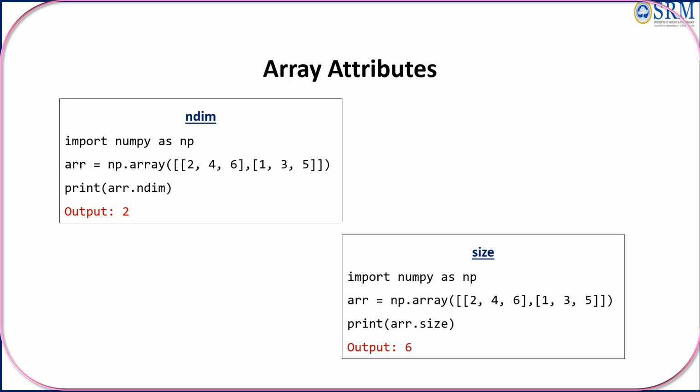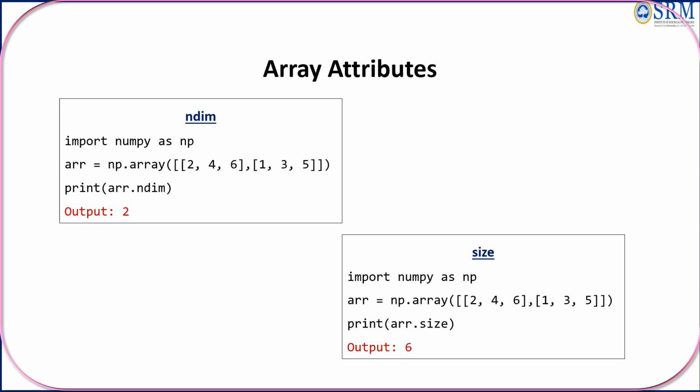We started by creating an array, and for that numpy is imported as np, and the array is given the values 2, 4, 6 and 1, 3, 5. Now if you want to check the dimension of this, since we already have an idea of how to create an array, this comes under the category of 2 dimensions. So the output is 2, because I have asked for the dimension.